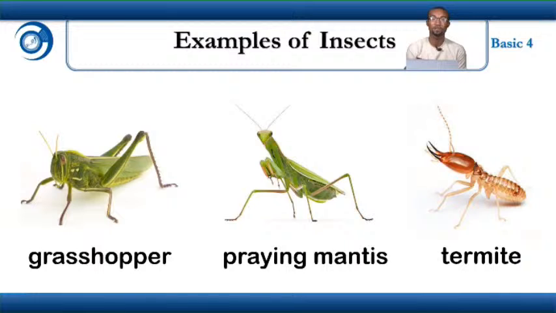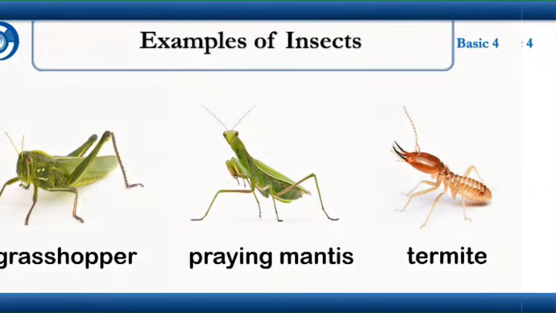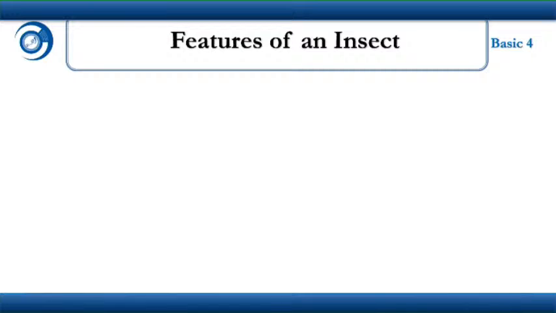So we have looked at some of the examples of insects, and I believe there are certain animals that you didn't even classify as insects. Now, what can we identify about an animal that we can label it an insect? What do insects have that are different from other animals? And that is what we are going to look at now. We are going to look at the features of an insect. What characteristics make an animal an insect?